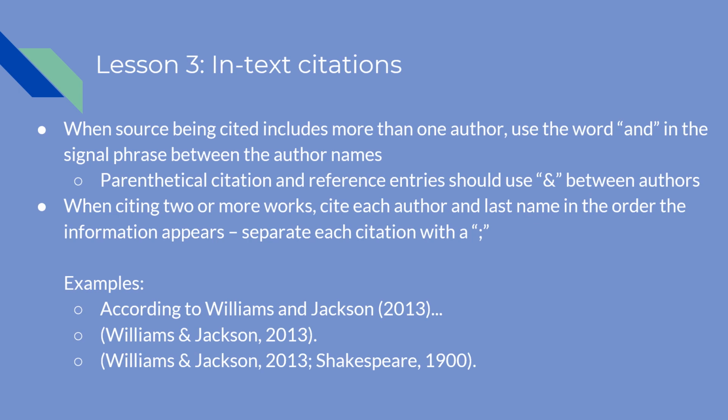And obviously, if it's in the parenthetical citation, the year goes in the parenthetical citation. So in that first example, if it was a direct quote and you had to have a page or paragraph number, you would have the author and the year in the signal phrase, and then the page or paragraph number would go at the end of the sentence in parentheses. And then in that third example, it shows how you would format a parenthetical citation if there were two separate sources that you needed to cite.